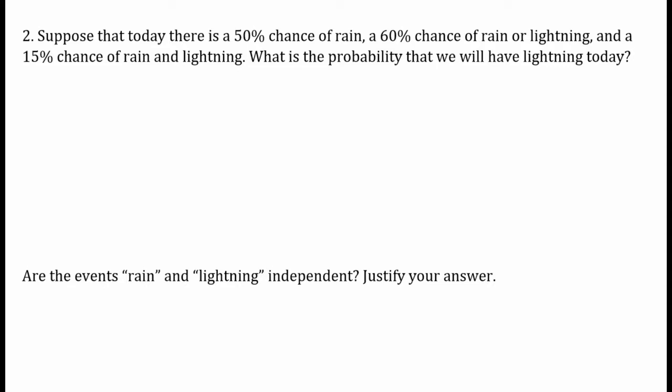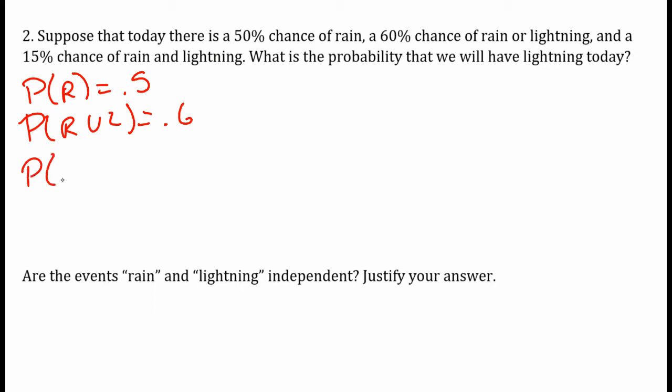Number 2, suppose there's a 50% chance of rain. So I'm going to stop right there. P of rain is 50%. A 60% chance of rain or lightning. Probability of rain or lightning is 60%. And a 15% chance of rain and lightning. So the probability of rain and lightning is 0.15. What is the probability that we will have lightning today? So I want to know what's P of L.